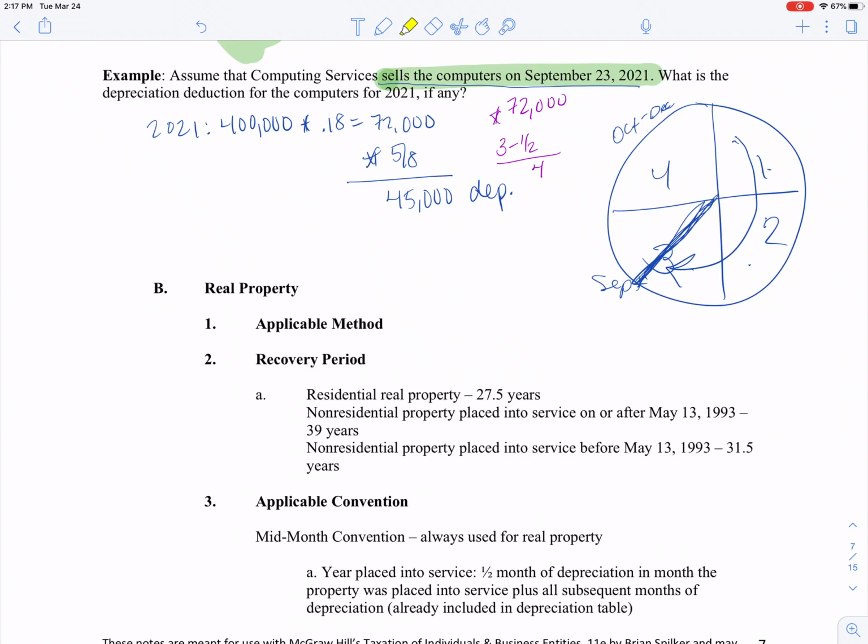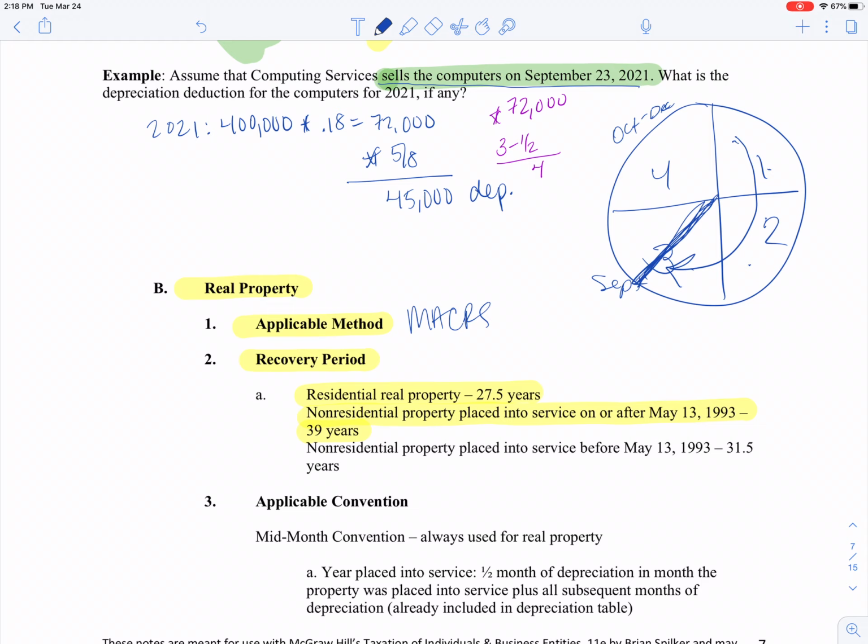Now we'll talk about real property. So real property, the applicable method that we're using is MACRS. The recovery period, which is stated by the IRS, depends on whether it's residential property or non-residential property. So residential property is 27 and a half years. Non-residential property placed into service after May 13th of 1993 is 39 years. This is really going to be the vast majority of what we talk about.